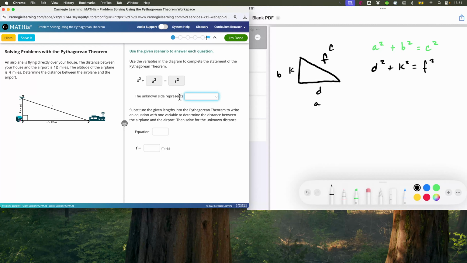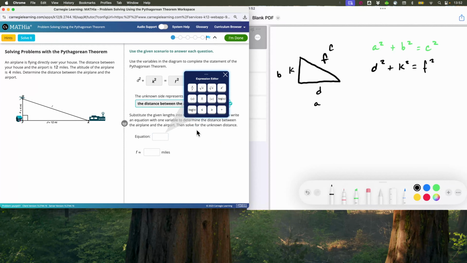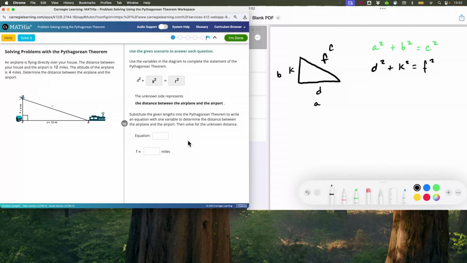So the unknown side represents, so this is the hypotenuse. We don't know how long it is. We know this is 12. We know this is 4. This is the distance from the airport to the airplane. I don't know why it's not taking my click. There we go. Okay, so now we need to write an equation that would help us find the distance between the airport and the airplane.